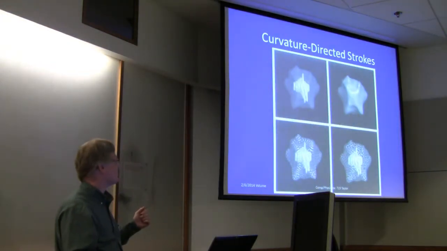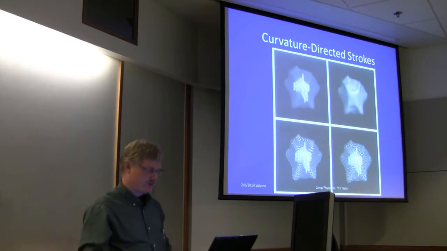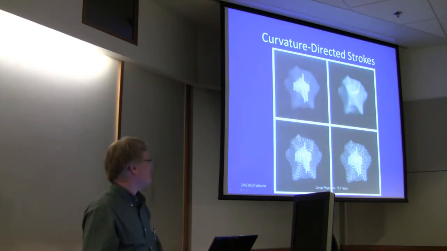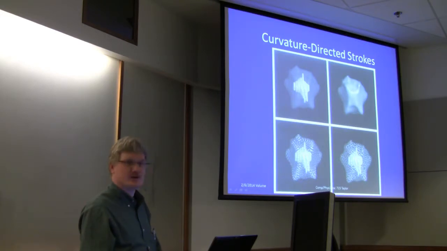All right, so we saw the curvature-directed strokes before. This is the opaque outside and inside, transparent outside and opaque inside. This is curvature-directed strokes along the line of the first principal curvature, and then these are in oriented random directions. You get a little bit better idea of the outside shape with local curvature.